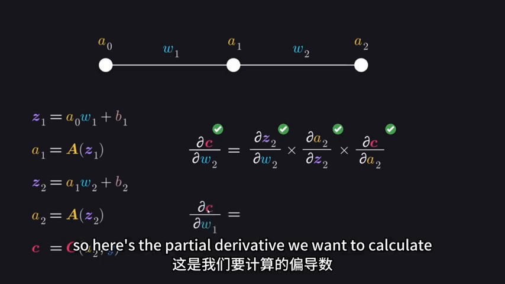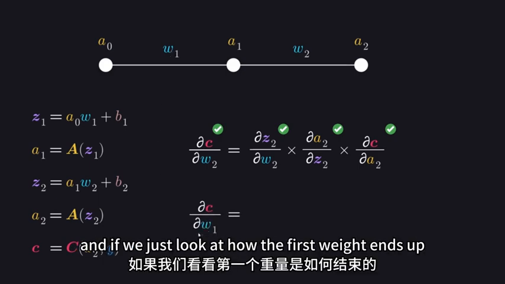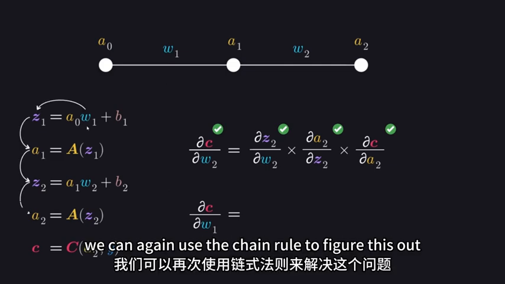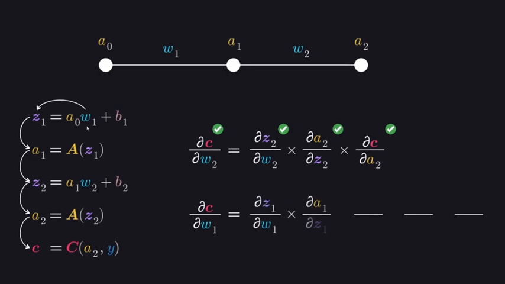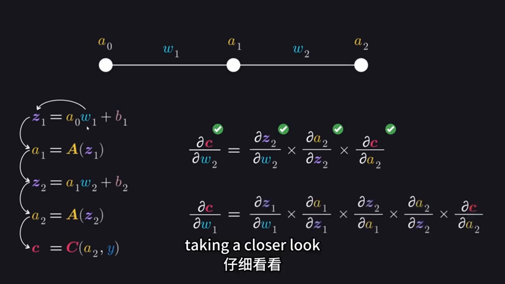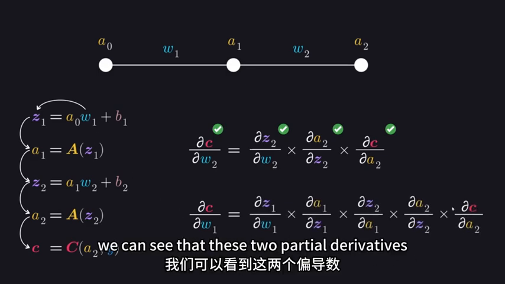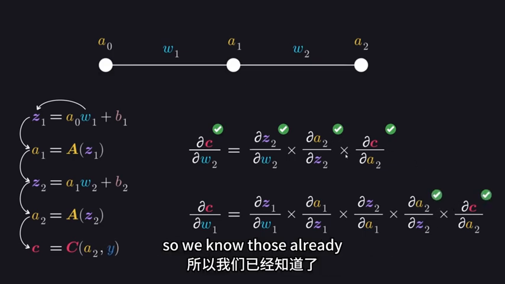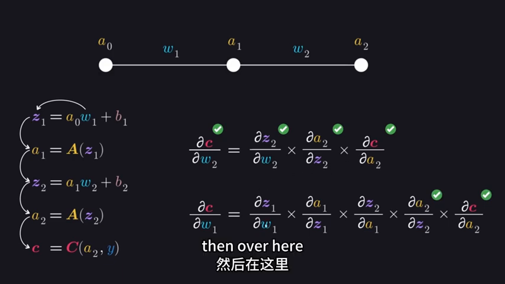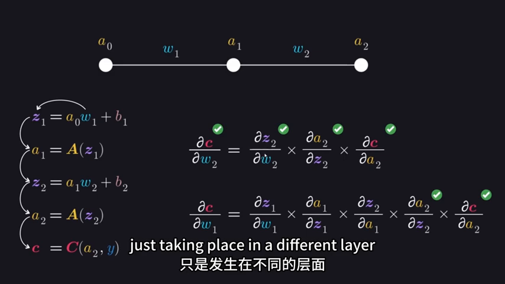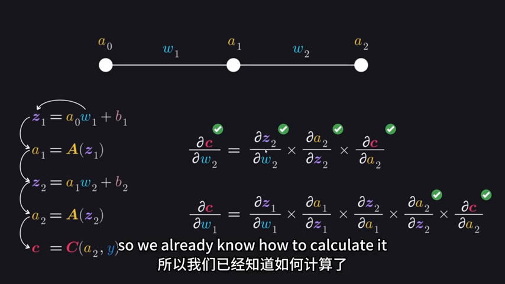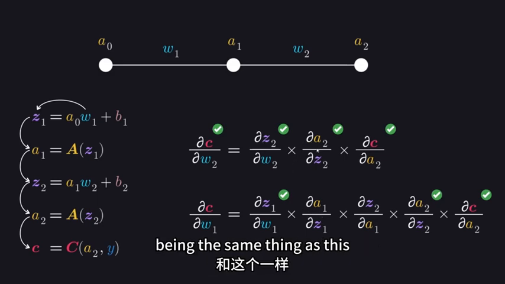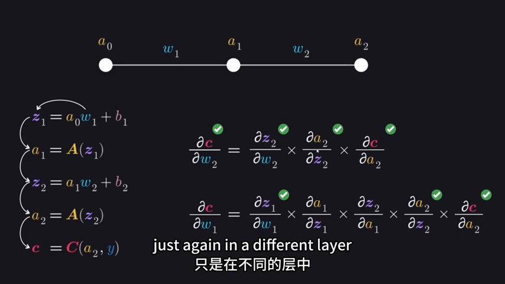So here's the partial derivative we want to calculate, and if we just look at how the first weight ends up affecting the cost, we can again use the chain rule to figure this out. Taking a closer look, we can see that these two partial derivatives on the end are the exact same as these two, so we know those already. Then over here, this is the same thing as this, just taking place in a different layer, so we already know how to calculate it. And it's the same story with this one being the same thing as this, just again in a different layer.